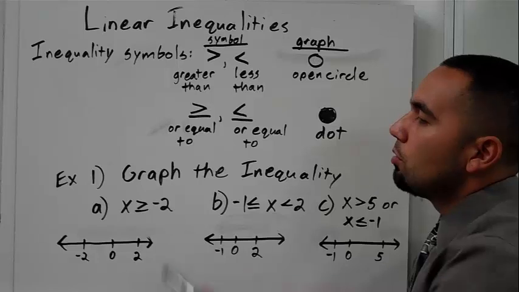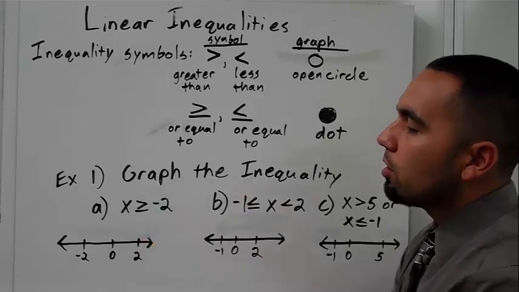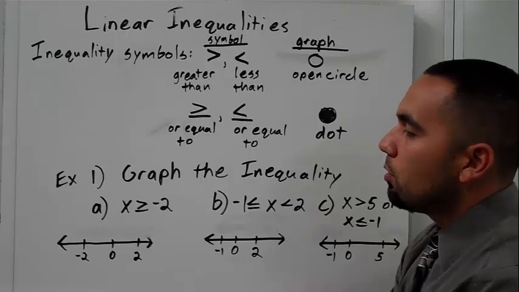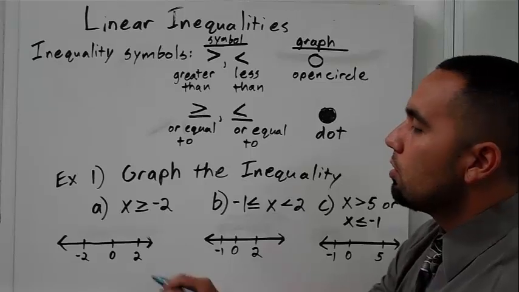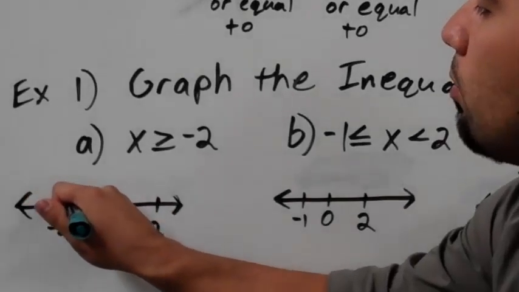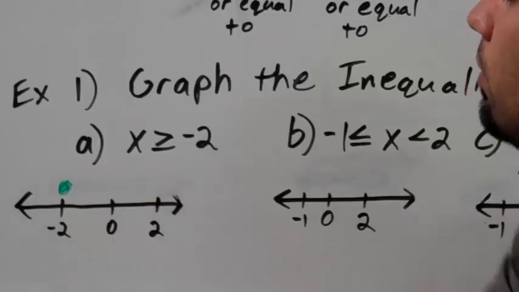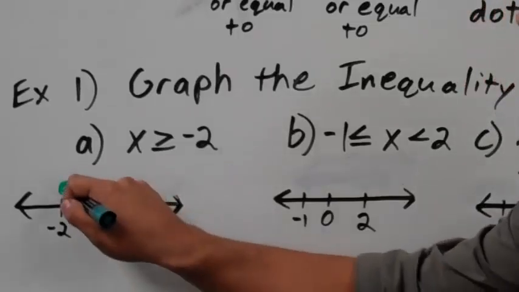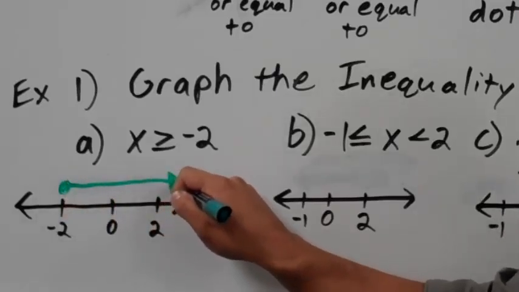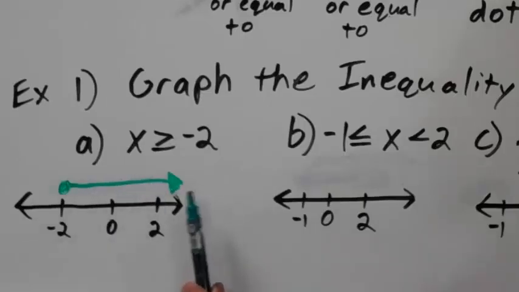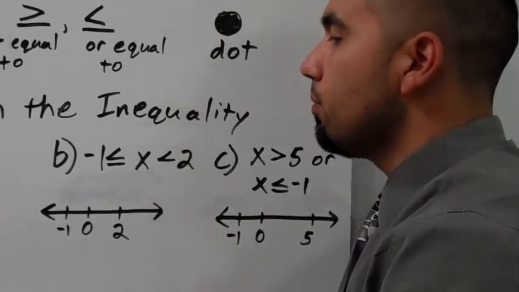Okay? So just real quick, some examples. It says graph the inequality. Well, there's nothing for me to solve. All I have to do is graph it. So I look at my symbol. I know that it's greater than or equal to, so I'm going to use a dot, and I'm just going to find that number and make a dot there. And I usually put them above the number. And then I'm going to go ahead and draw my line because x is greater than or equal to -2. That means everything that's greater than it as well as equal to it is a solution.